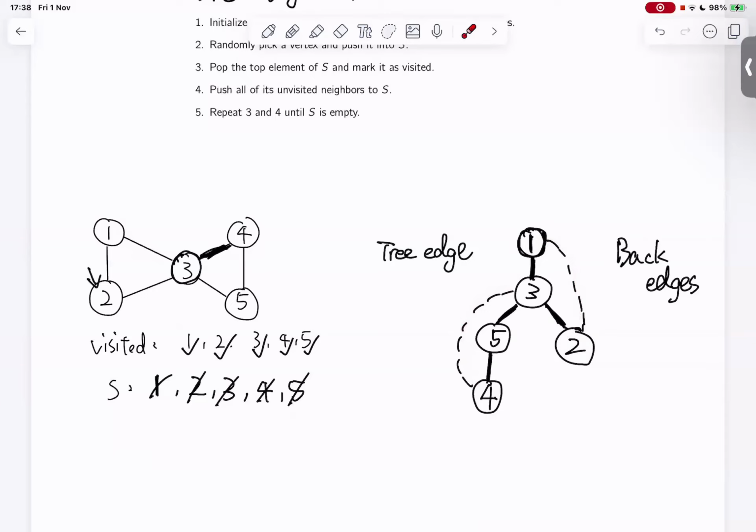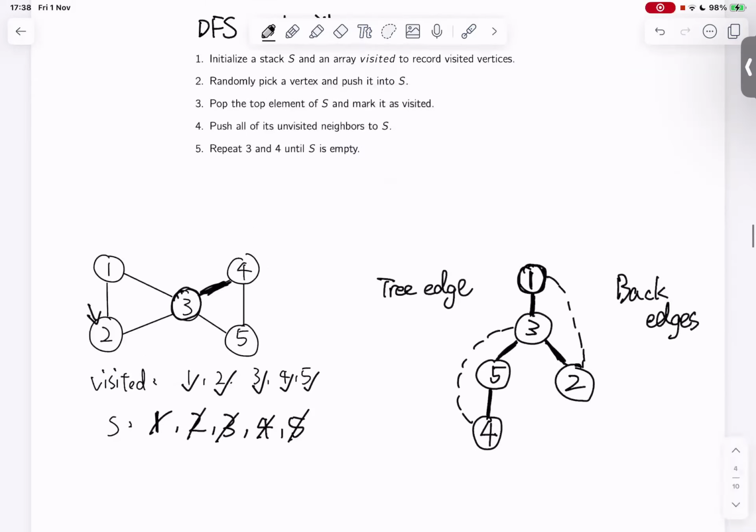That is, when a vertex's neighbor is already visited. You can think, when we are at vertex 4, this vertex 3 is already visited, so we have this back edge. And when we are at vertex 2, 1 is already visited, so we have this back edge. So this back edge occurs when a vertex's neighbor is already visited. So this is the back edge.